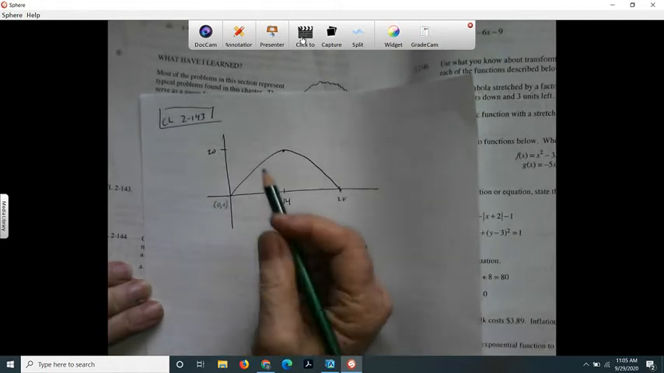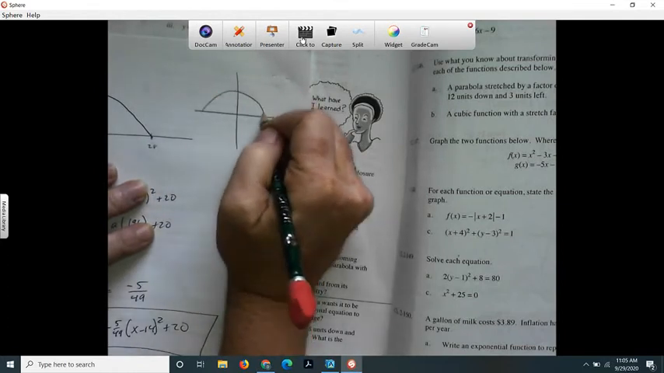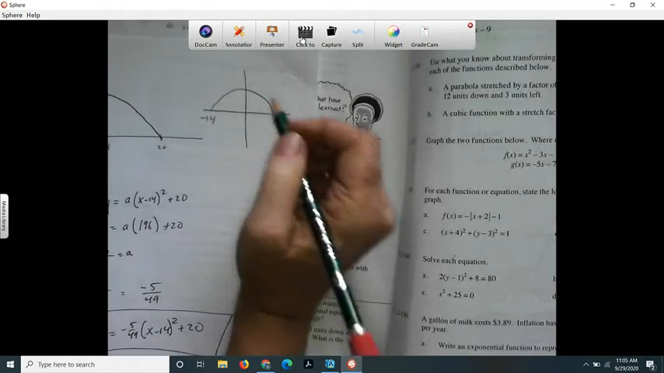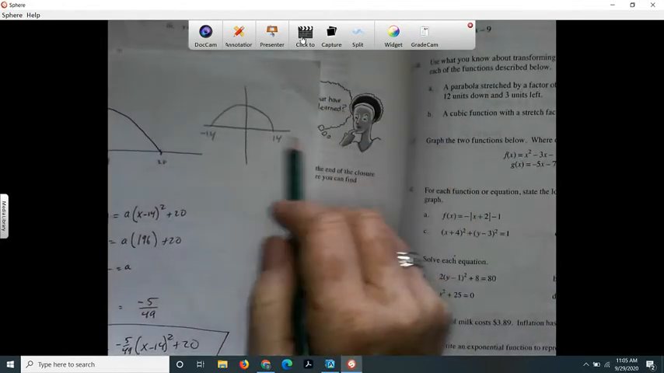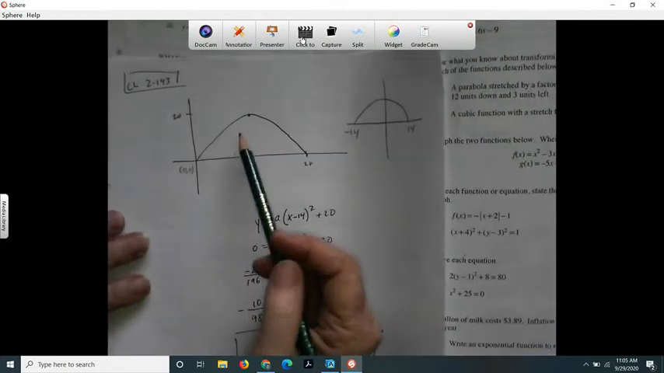You could have sketched the graph another way. You could have done it like this, where you had 14 and negative 14. You can do it that way. It'll still work and everything, but I just think this way is a little bit easier.